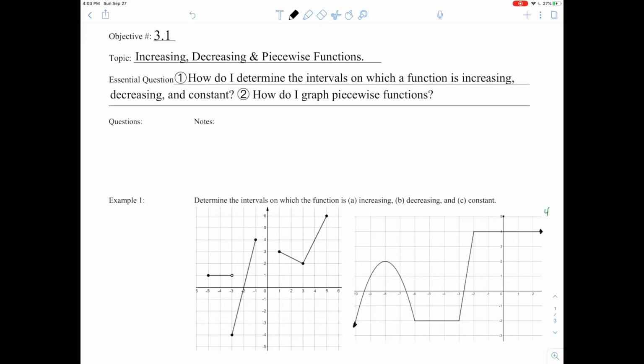All right, so the essential questions are here. Number one, how do you determine the intervals on which a function is increasing, decreasing, and constant? And then number two, how do you graph piecewise functions? Those are the main ideas here.